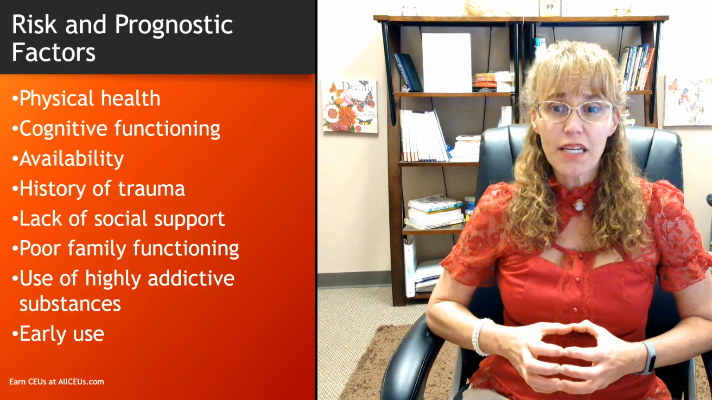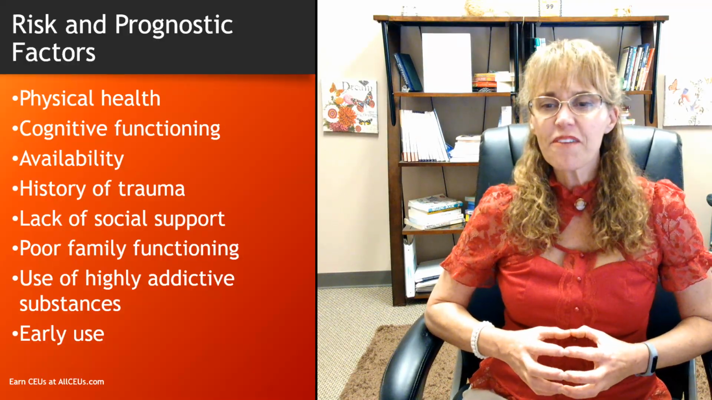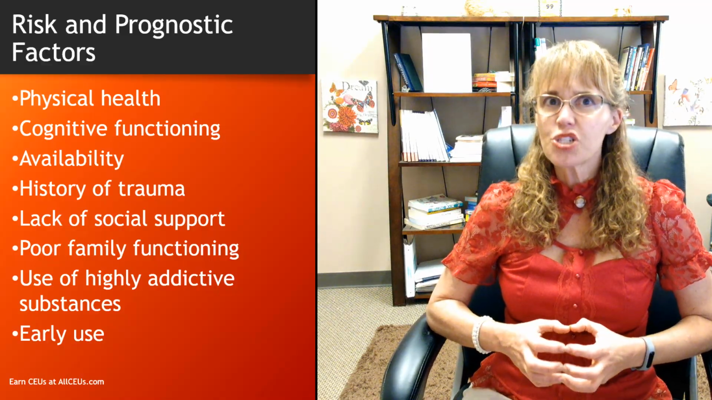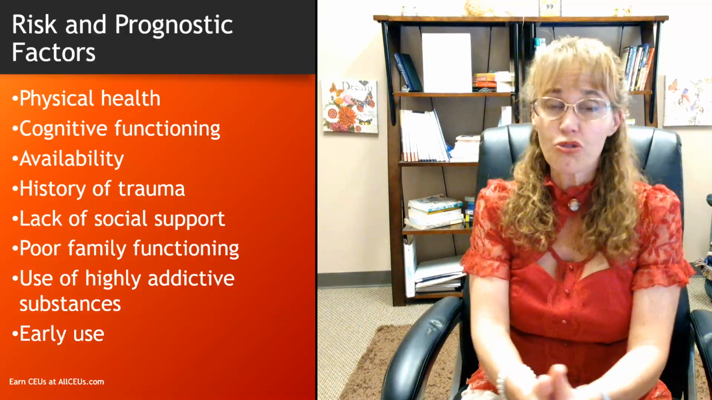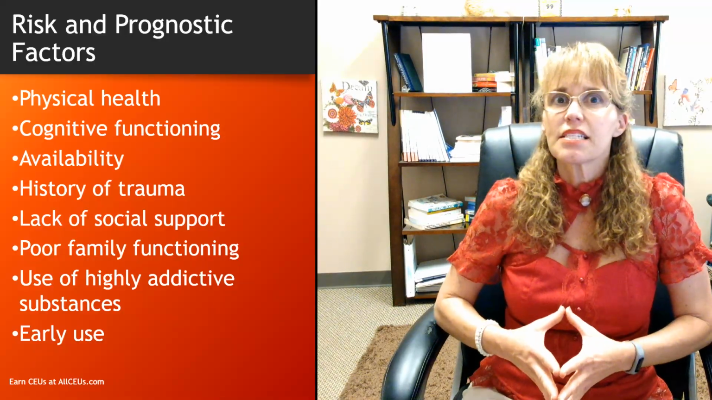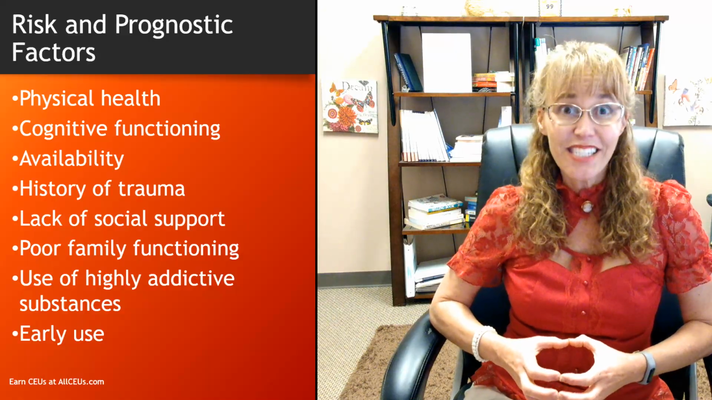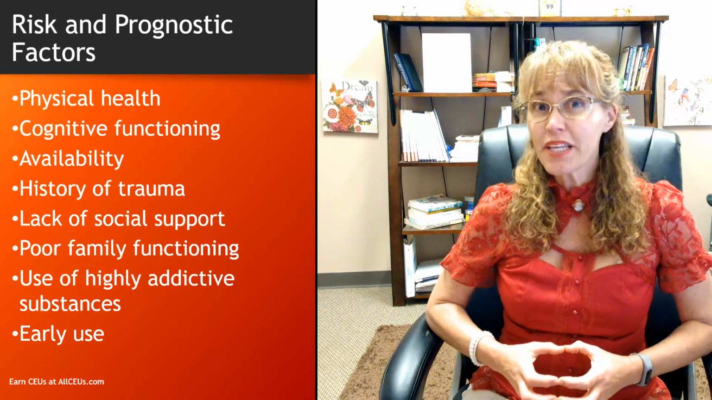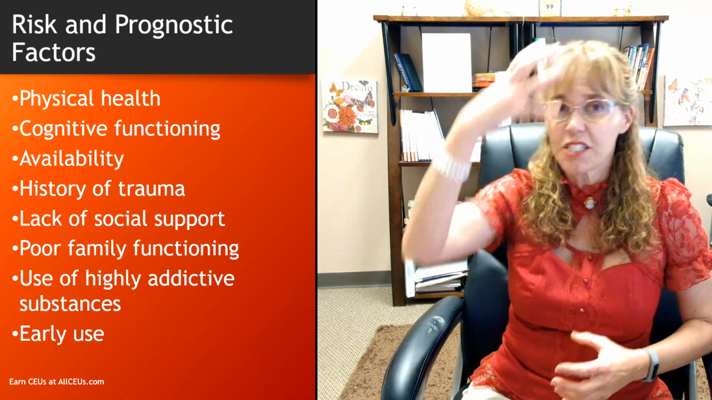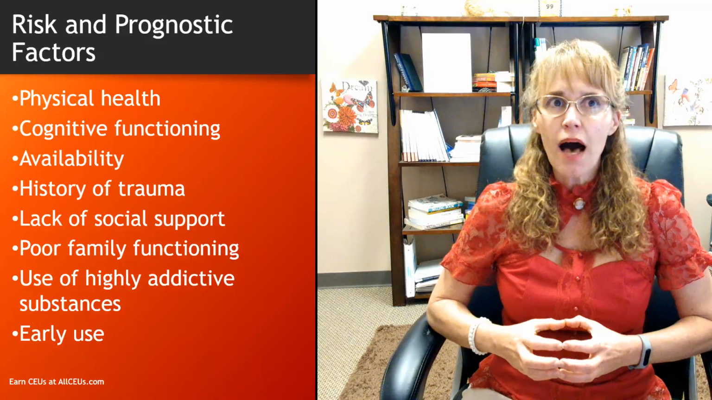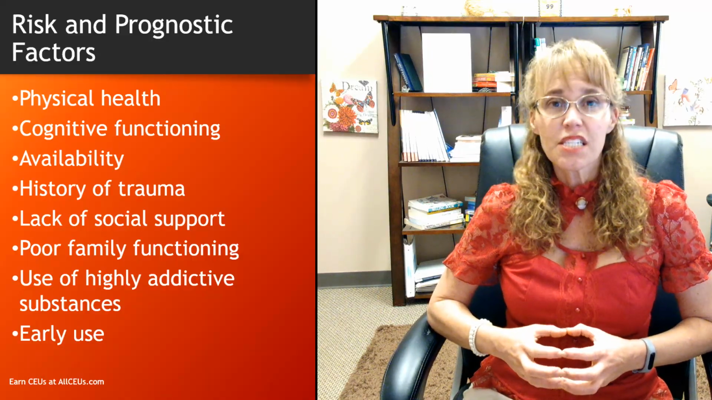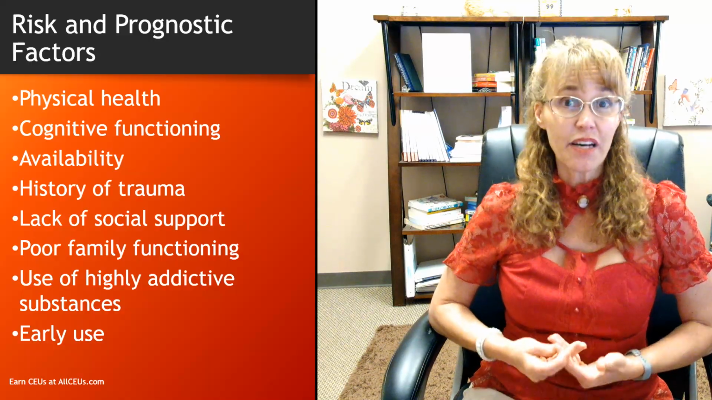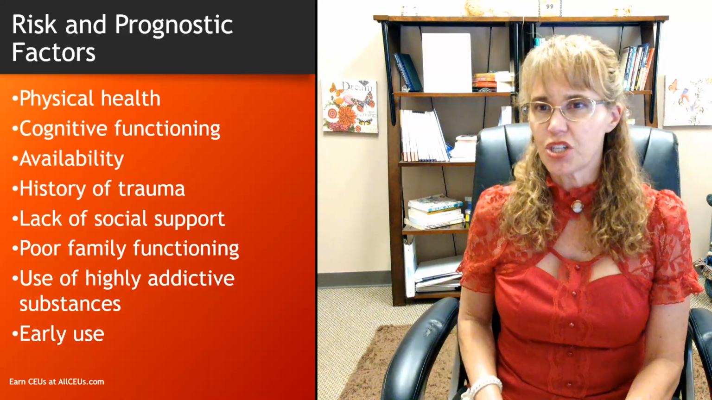A history of trauma, a lack of social support, poor family functioning, use of highly addictive substances, something that is super potent, that starts altering those neurotransmitters the first time you take it, is a lot more addictive and risky than other substances. And early use, before the age of 24 when the prefrontal cortex is fully formed, the brain is a lot more malleable and a lot more susceptible to injury during that period, which can make a person more susceptible to developing addictive conditions.